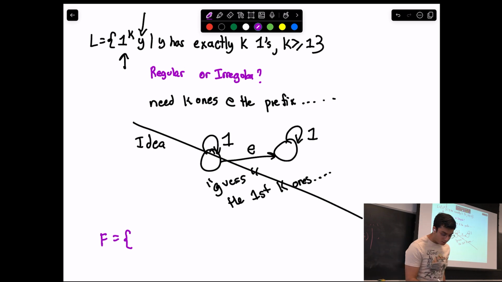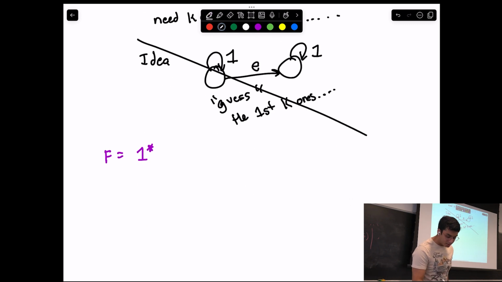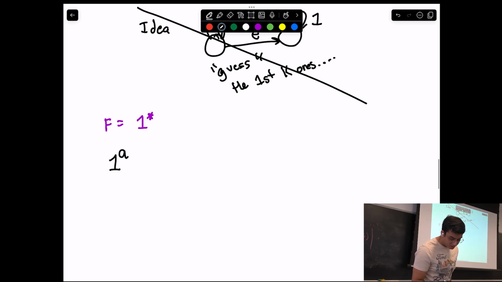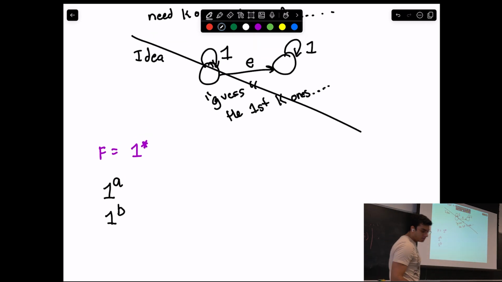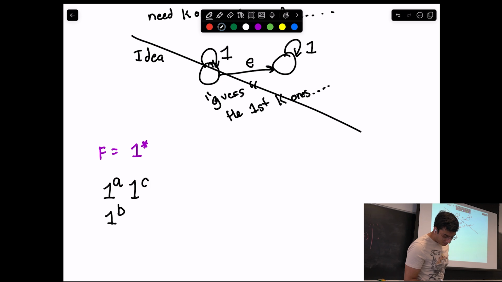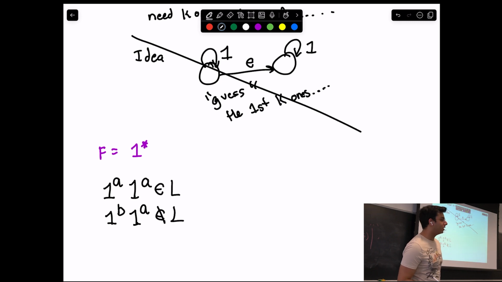1 to the power of k. Or we could even just say 1 star, right? So what is one prefix? 1 to the power of a. Another prefix is 1 to the power of b. What's a suffix that puts one of these strings into the language? 1 to the a puts this into the language L. And if I put 1 to the a here, this is not in the language L.